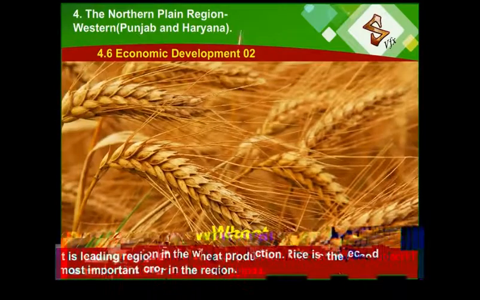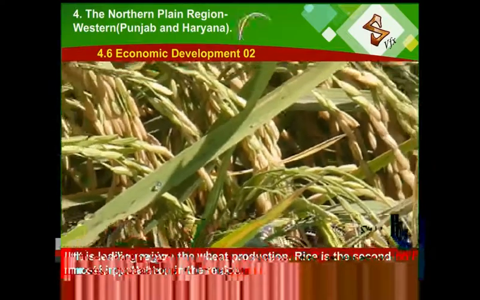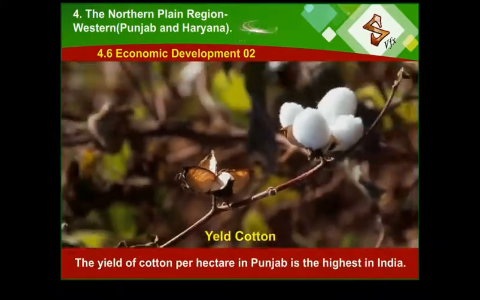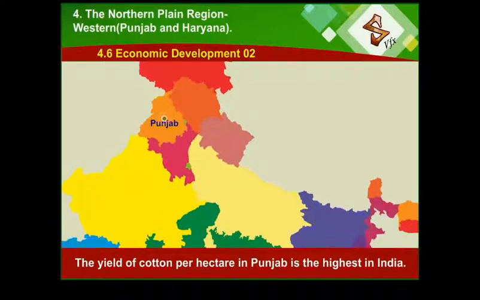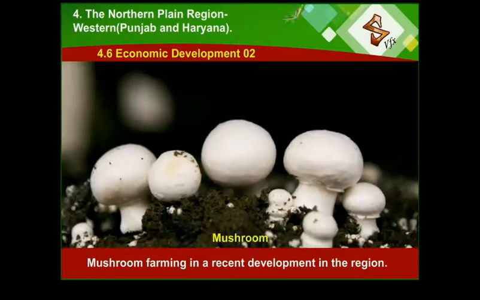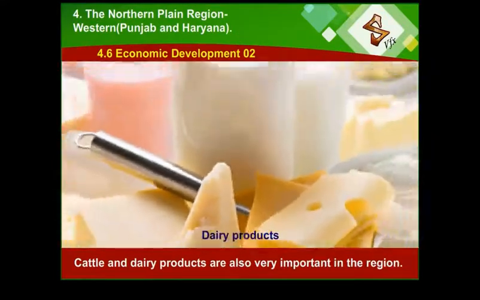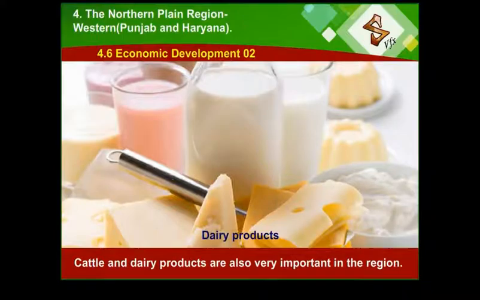It is a leading region in the wheat production. Rice is the second most important crop in the region. The yield of cotton per hectare in Punjab is the highest in India. Mushroom farming is a recent development in the region. Cattle and dairy products are also very important in the region.